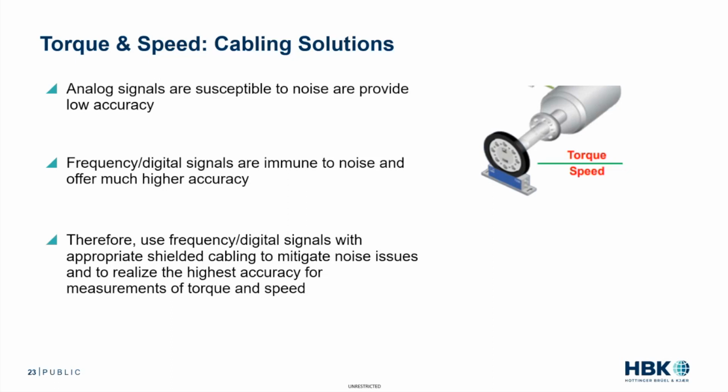So ideally, you want to use a frequency or digital signal with appropriate shielded cabling, of course, to mitigate the noise issues that you would have, let's say, with an analog signal. So you can realize the highest accuracy for measurement of torque and speed. I mean, if you buy a high accuracy torque transducer, especially the most accurate one in the world being the 0.007% I've mentioned previously, if you use the analog output, you're just not realizing the accuracy of the torque transducer by using an analog connection.